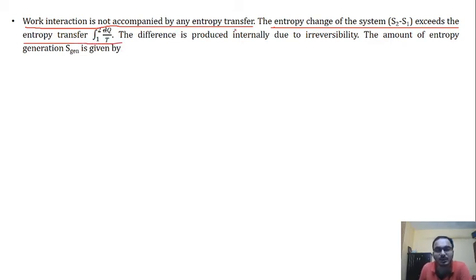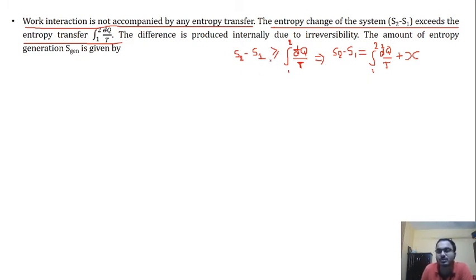So if you see, let me write down over here, then I will be deleting this, that S2 minus S1, if you recall our formula from the previous slide, this was always greater than or equal to integration 1 to 2 d cut Q divided by T. Okay, so if we separate the inequality sign, then S2 minus S1 is equal to integration 1 to 2 d cut Q upon T plus something, let us say x, and this x will always be greater than or equal to 0 to justify this greater than or equal to sign. That is the difference which is happening.